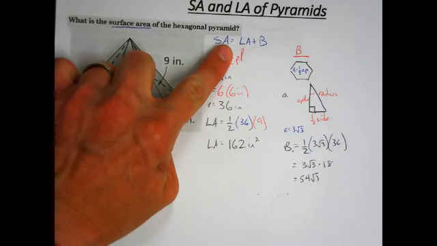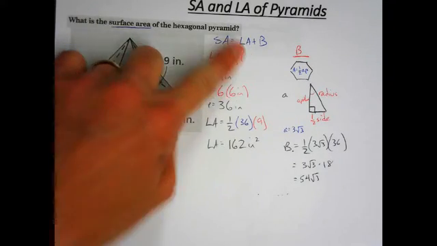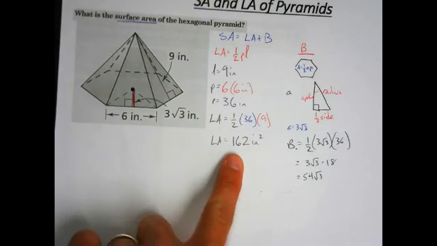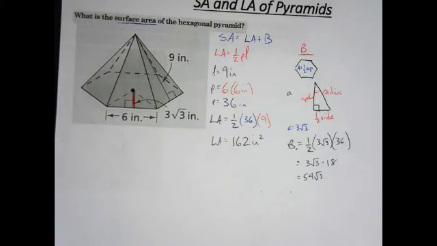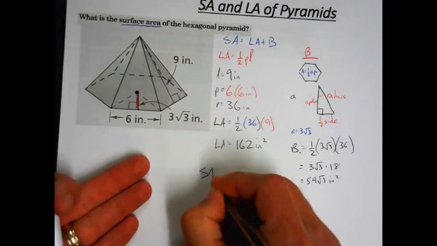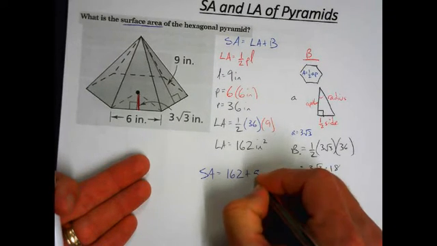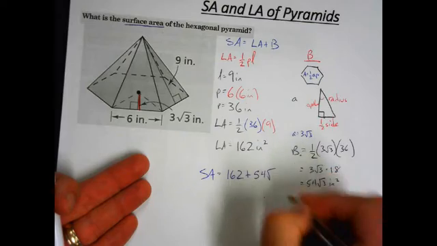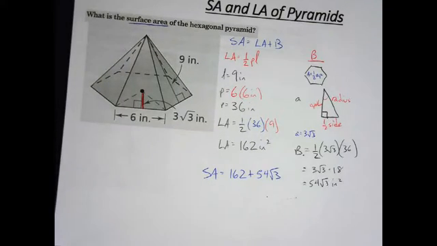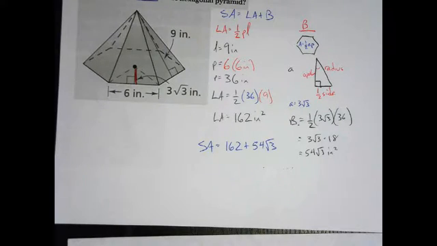So we are ready for surface area then, right? It's the lateral area plus the area of the base. Lateral area, 162. Area of the base, 54 times the square root of 3 square inches. So all we have to do for surface area is add the 2. And from here, it all depends on how the question is being phrased. Are we keeping it in simplified radical form, which is what we're doing here? Are we rounding?